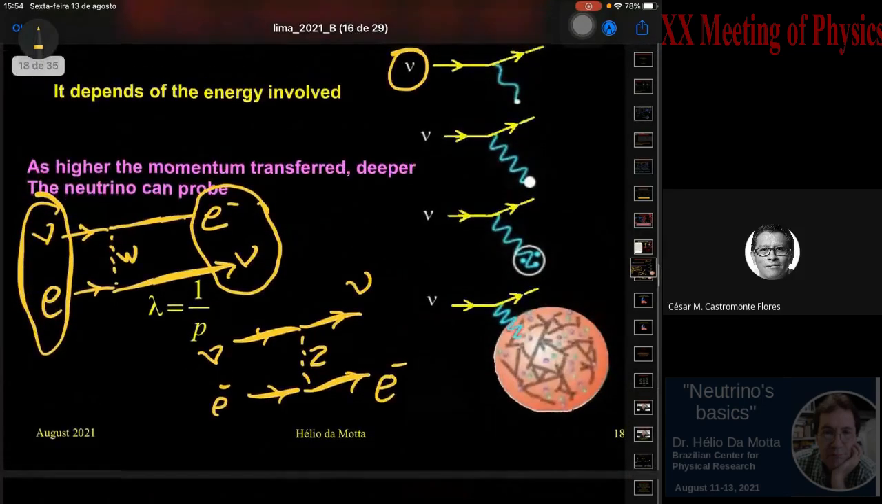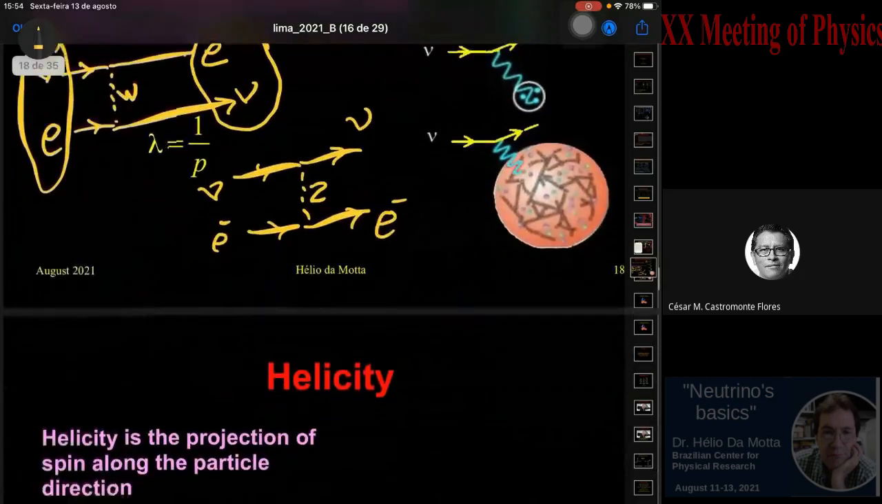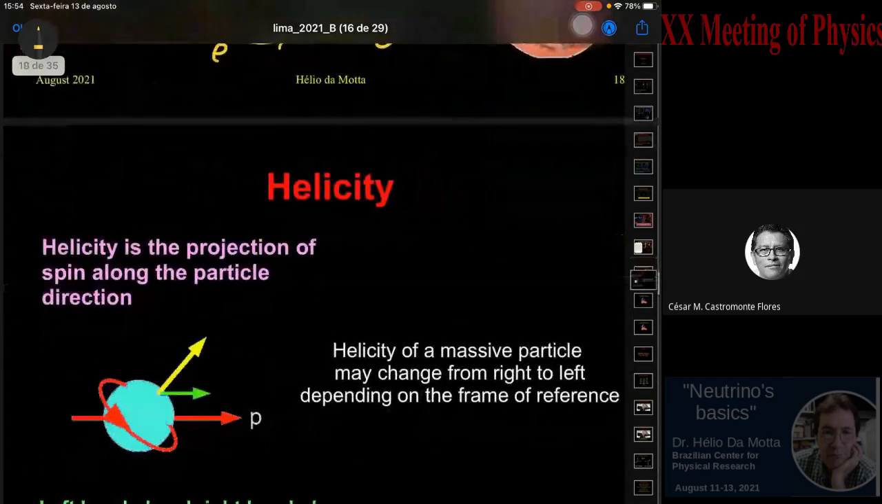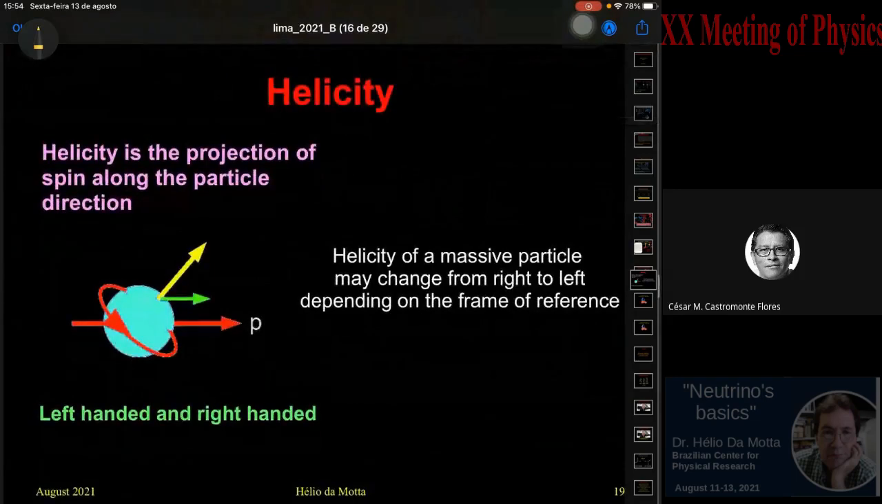Now, let's talk about some strange properties of the neutrino. And these strange properties connect with helicity and chirality. Okay, what's helicity? The idea is very simple. Helicity is the projection of the spin along the direction of the particle.